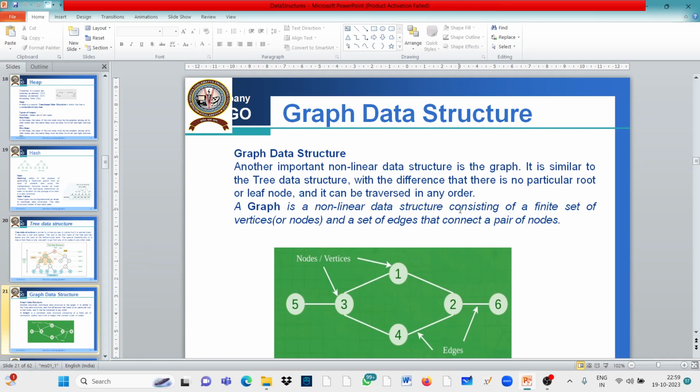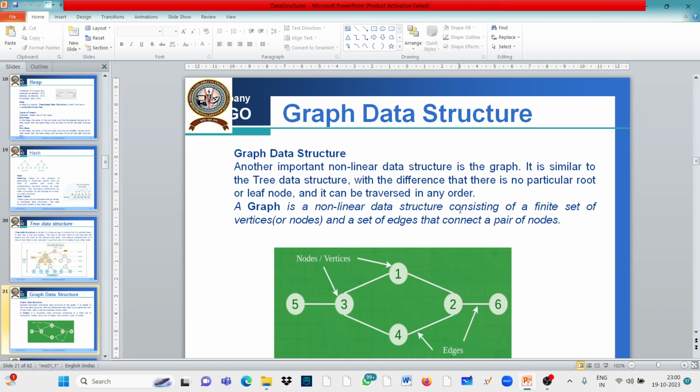Okay. Then another data structure we come across is the graph data structure. The graph data structure is another important nonlinear data structure. So tree and graph, as I told you, are nonlinear data structures. It is similar to the tree data structure, but it has some differences. There is no particular root here, because previously in the tree data structure we had a root. Here there is none. It is represented by nodes and edges.